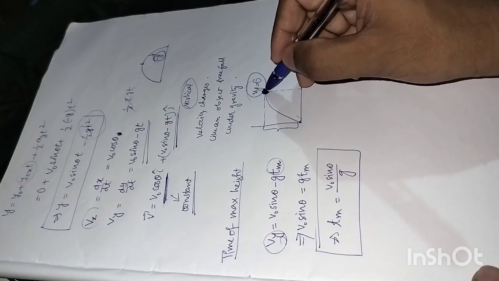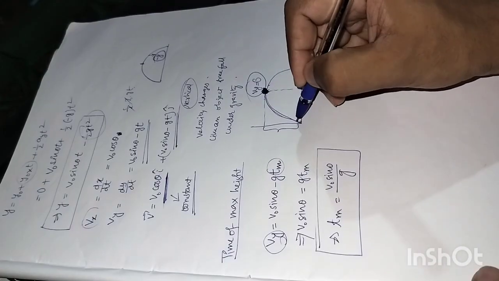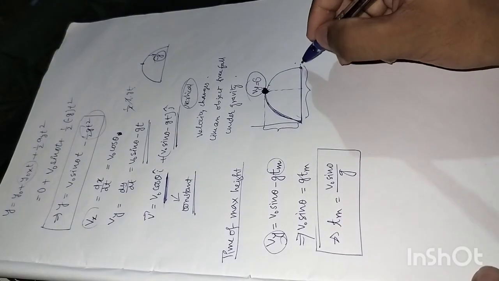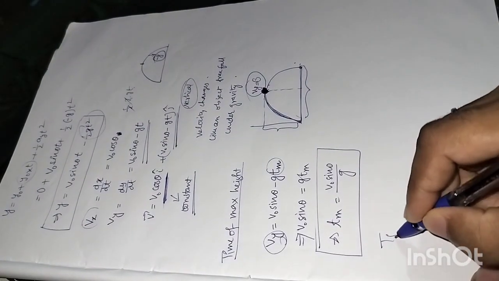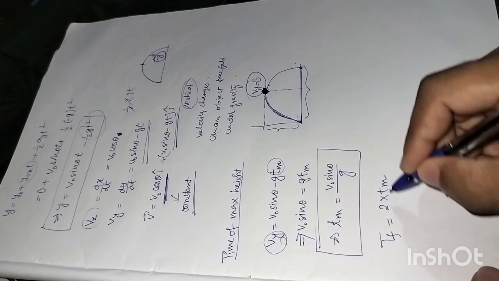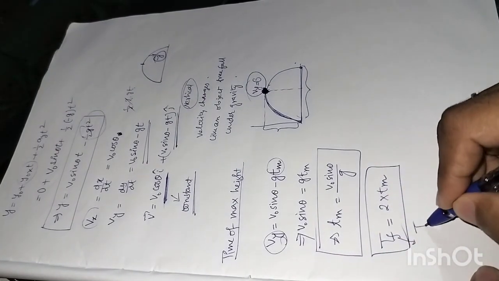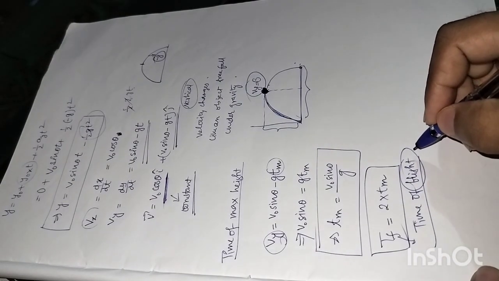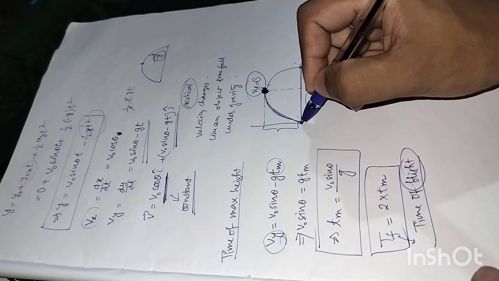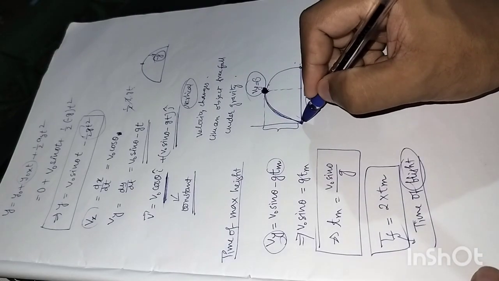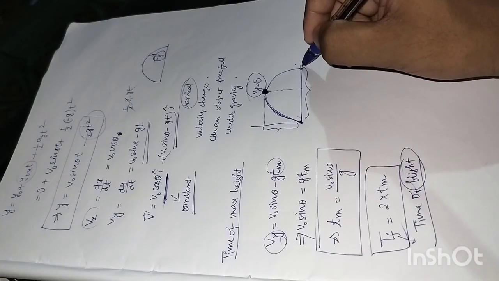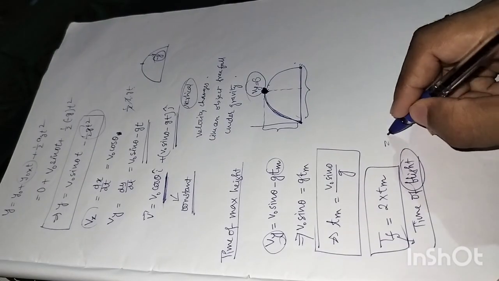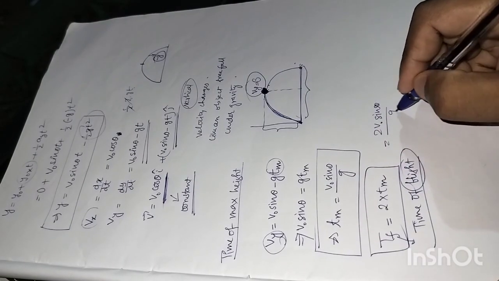Suppose to reach this, you need to have time t_m. Then to reach the ground, how much time will you have? Consider this as T_F, 2 into t_m. So this T_F is called the time of flight. Time of flight means the total time required for a projectile to reach the ground after it is thrown. So this will be simply 2 v naught sin theta by g.